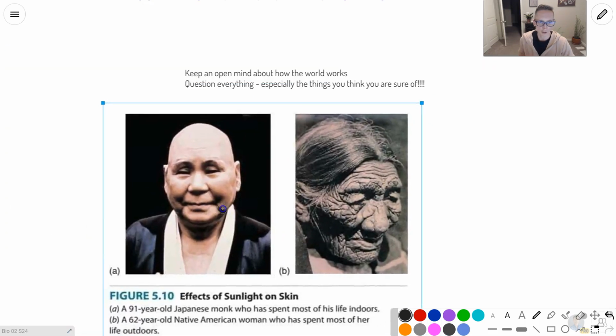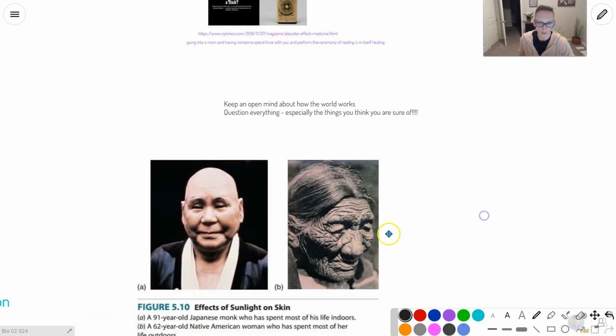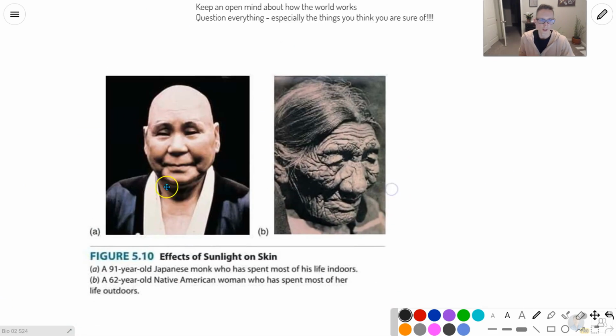I got a little image here of a monk, a Japanese monk, and a Native American woman. This Japanese monk is 91 years old. 91 years old, and he looks like that. Whereas this Native American woman is 62 years old.